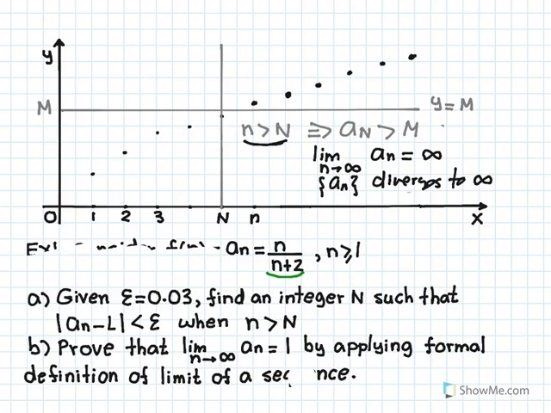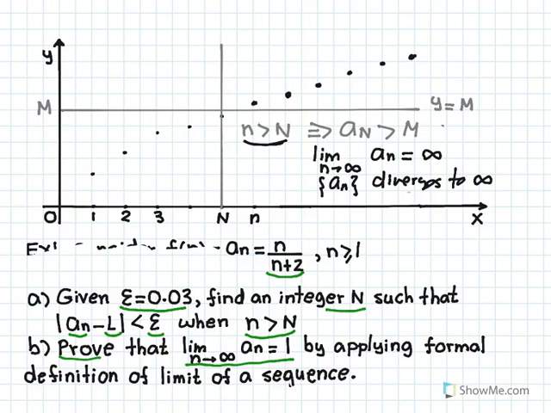Part A of the question asks us, if epsilon is equal to 0.03, find an integer N such that when n is bigger than N, the difference between a_n and the converging limit L is less than epsilon. So we want to find how many terms we need such that the difference between the term of the sequence and its converging limit is less than 0.03. Part B asks us to prove that the limit as n goes to infinity of a_n is equal to 1 by applying the formal definition of the limit of the sequence.